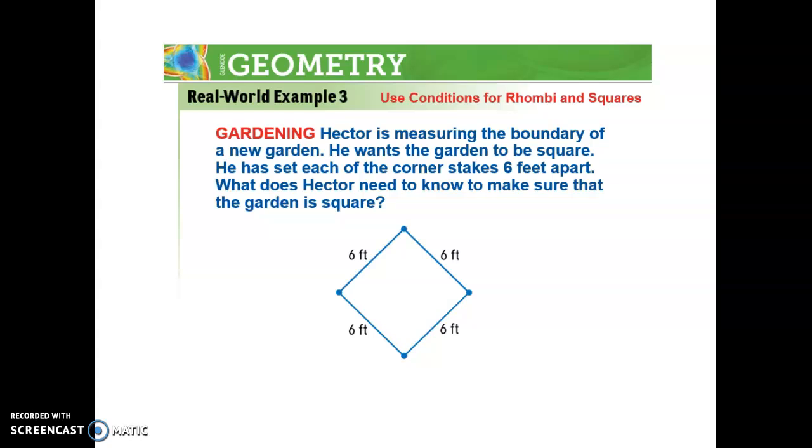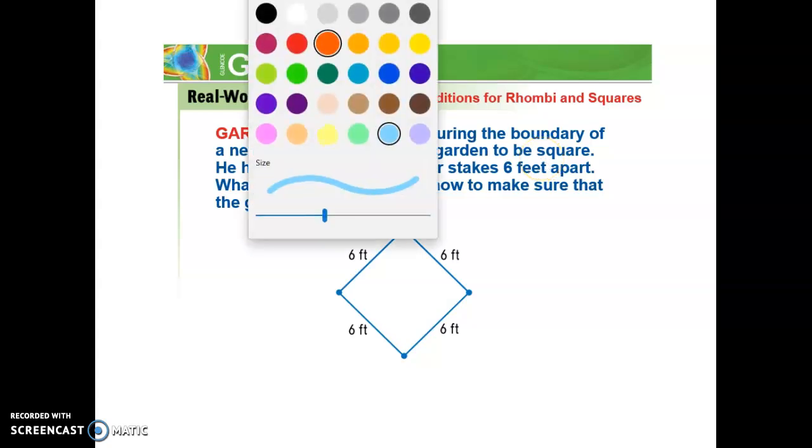All right, now we got a real world example. Number 3, we got something talking about gardening. Hector is measuring a boundary of his new garden. He wants the garden to be square. So that's a key word here. So let's underline that, mark it. Okay.